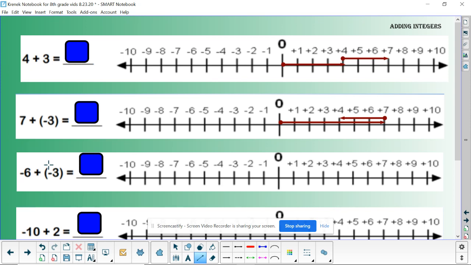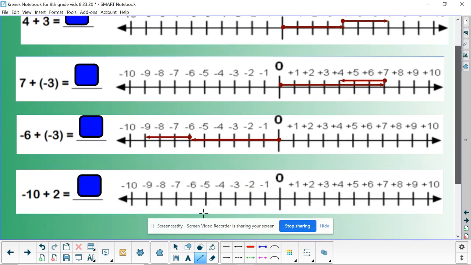Let's take a look at this next one. I have 6 negatives plus 3 negatives. So I'm going to start at 0, and I'm going to go down to negative 6. I'm going to add 3 negatives. So normally when I add, I'd want to go to the right, but since I'm adding 3 negatives, I'm going to go to the left. So I have 6 negatives, and I'm adding 3 more negatives. I'm left with negative 9. You can see where I'm left at.